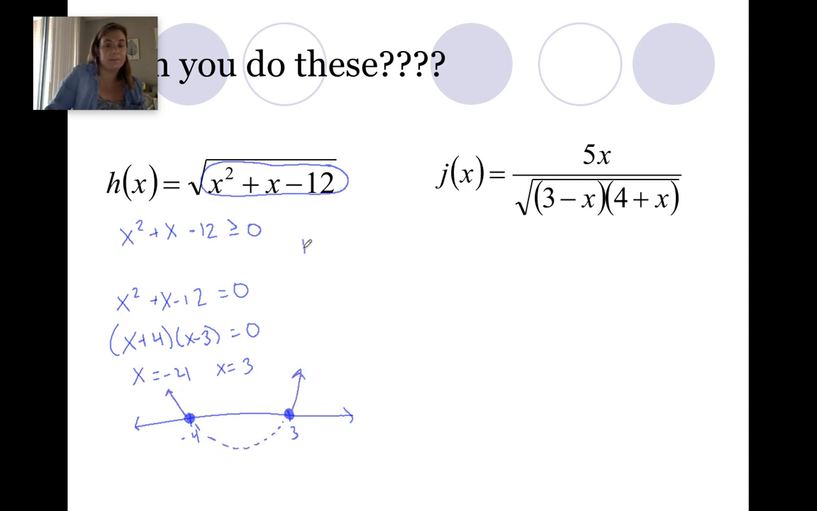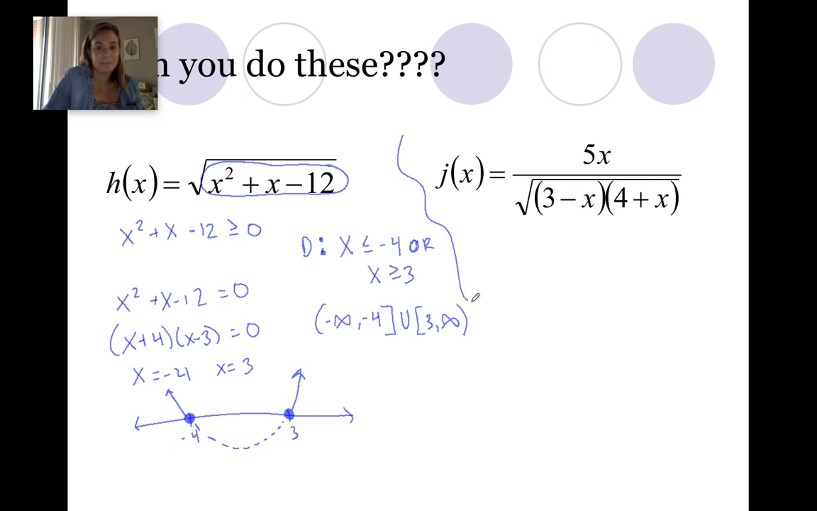So my domain, and notice what all my work looks like. I hope you guys do this too. x is less than or equal to negative 4, or x is greater than or equal to 3. Interval notation, again, is negative infinity to negative 4, including it, union 3 to infinity. Union means or. Just look how fancy that one looks, though. So hopefully that one worked out for you.